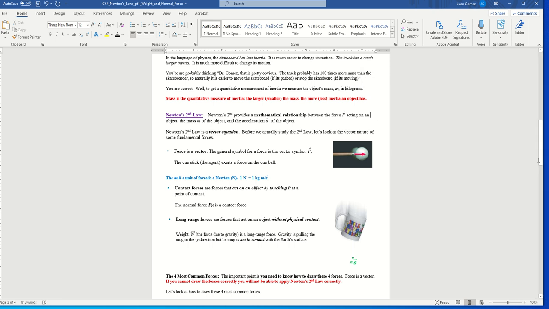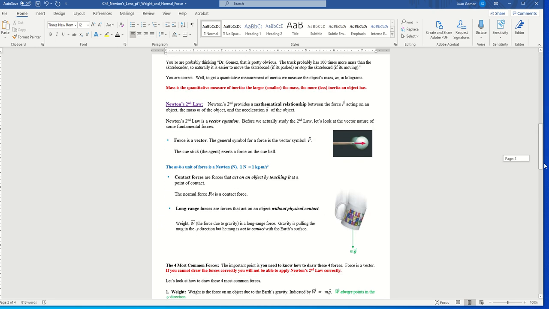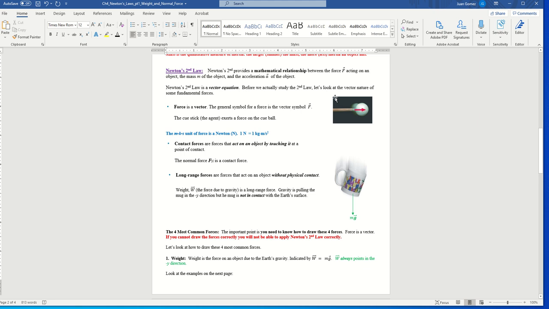Okay, so that's the law of inertia. Now, what is Newton's second law? Well, Newton's second law provides a mathematical relationship between the force F acting on an object, the mass m of the object, and the acceleration a of the object. Newton's second law is actually a vector equation. It's very important. It's a vector equation. You have to treat x and y separately, etc. But before we even worry about that, let's look at the vector nature of some fundamental forces.